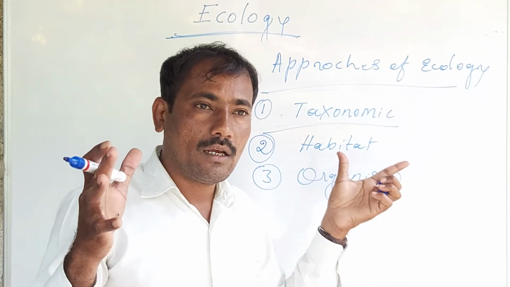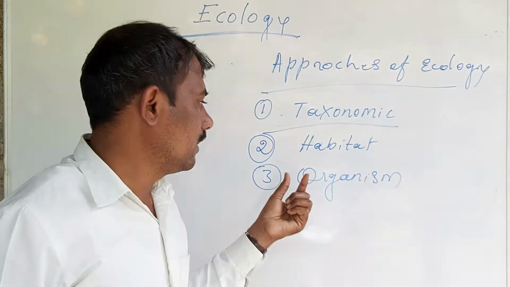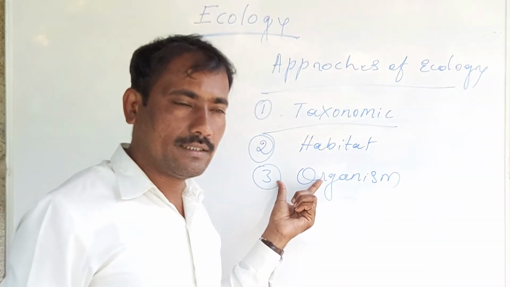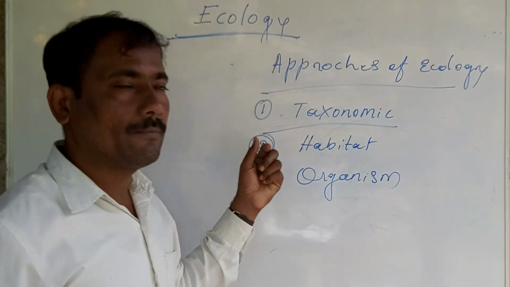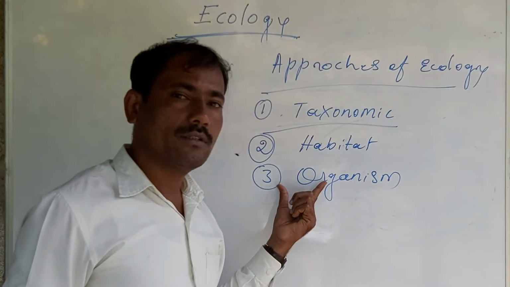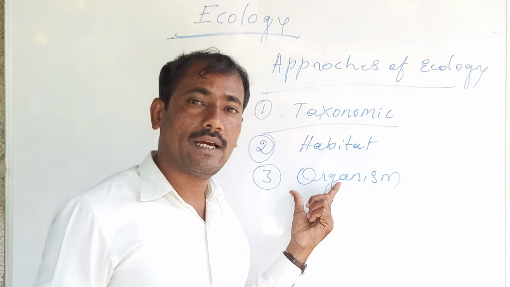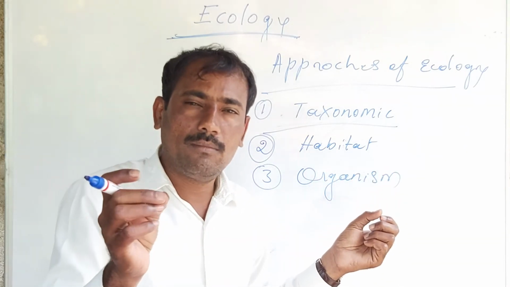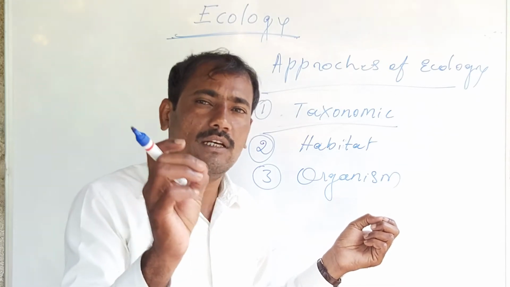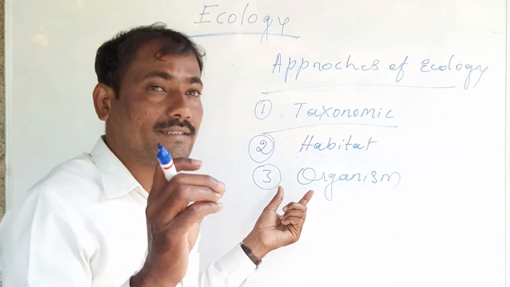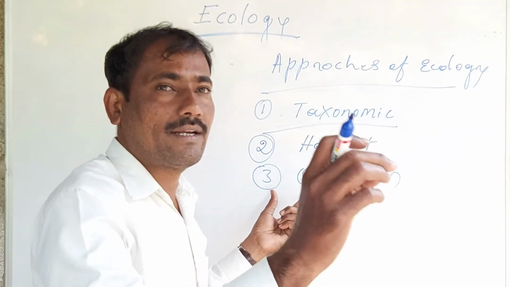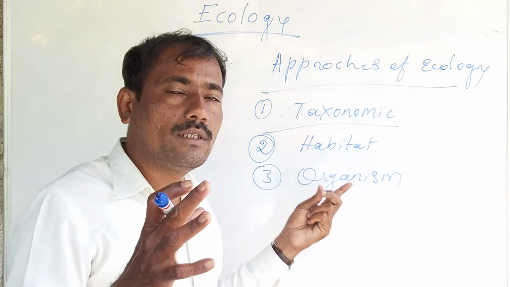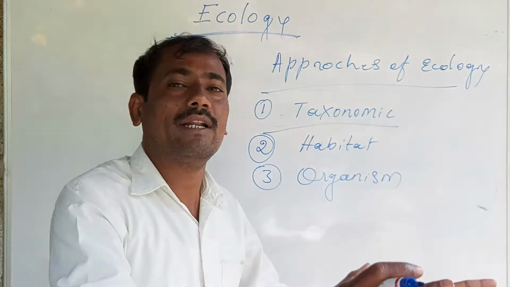That is the habitat approach of ecology. Then the organism approach is another approach of ecology. By following the organism approach, one can gain an idea about how different organisms, maybe specifically a single organism, exist in their natural habitat, how they live, and how they actually adapted to their particular environment.